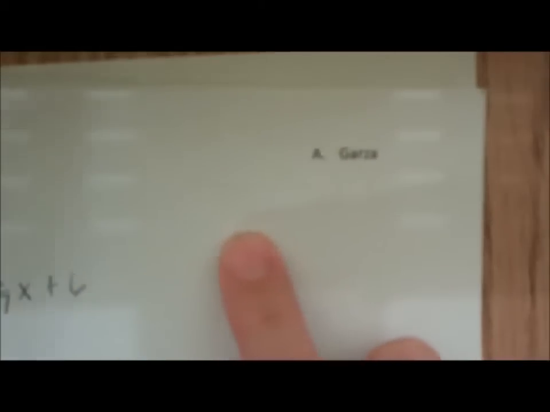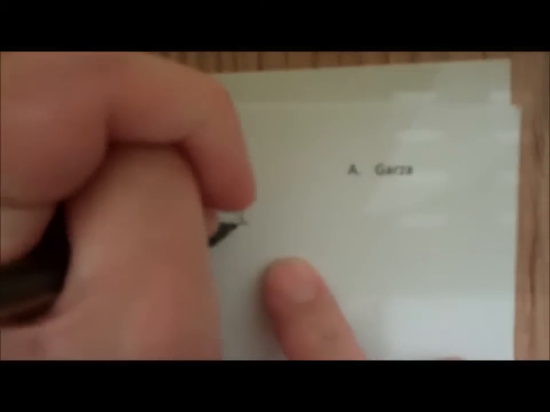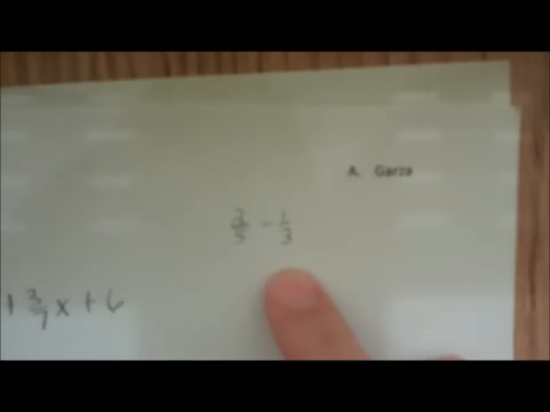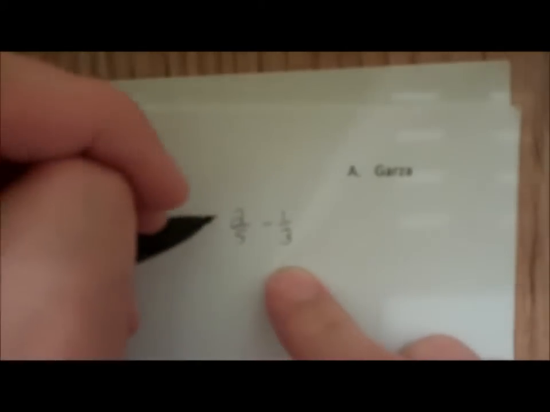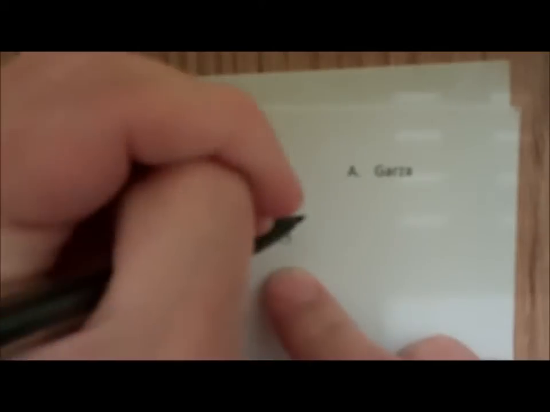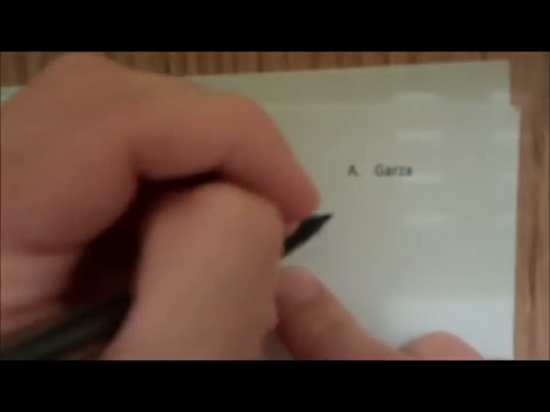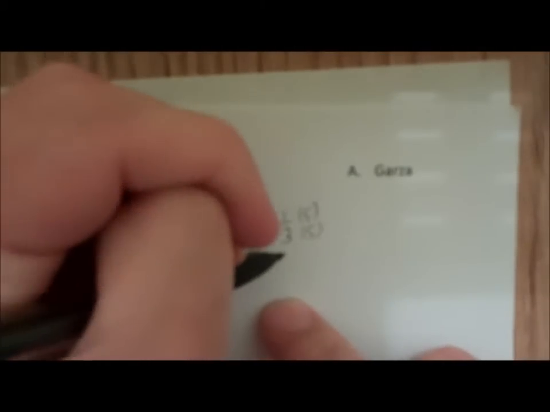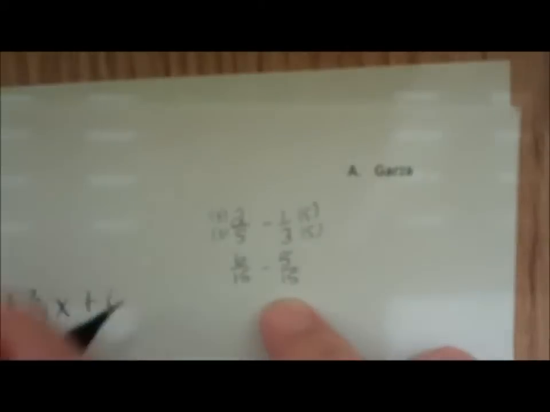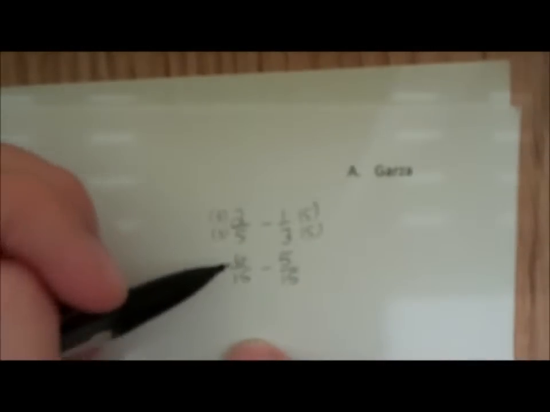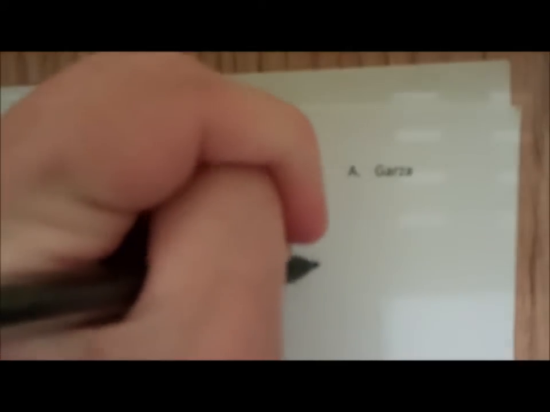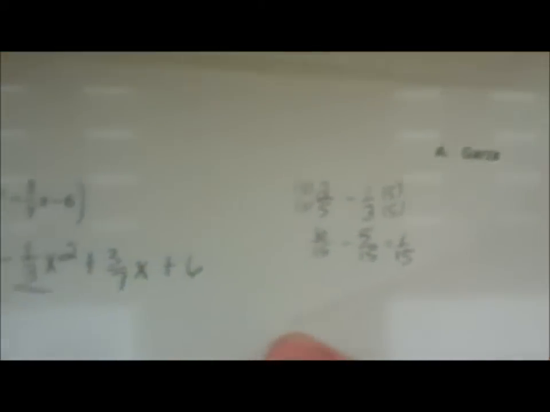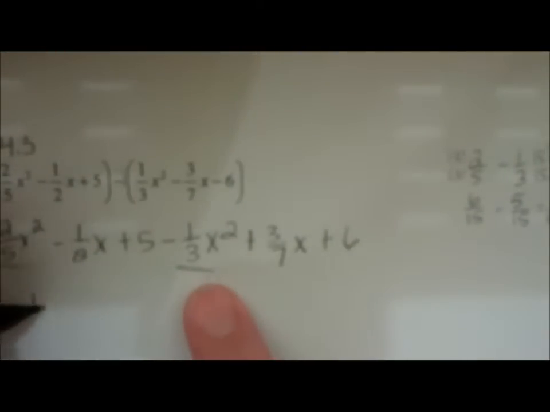So I'm going to come over here and write it out. I'm going to write down 2/5 and -1/3 because I have to have a common denominator. So I'm going to multiply this one by 3 top and bottom and this one by 5 top and bottom. When I do that, I get 6/15 minus 5/15, I get 1/15. So now when I combine these two like terms, I get 1/15 x squared.